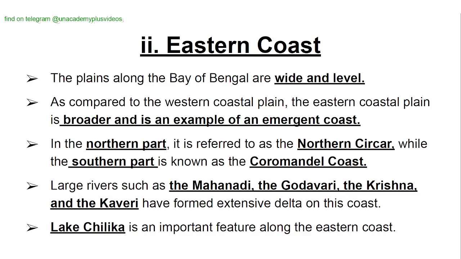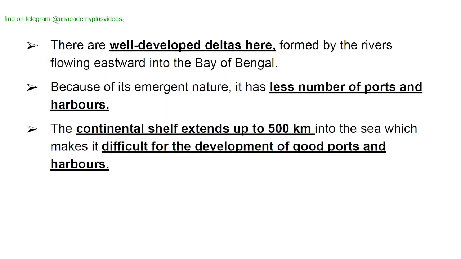Large rivers such as the Mahanadi, Godavari, Krishna, and Kaveri have formed extensive deltas on this coast. Lake Chilika is an important feature along the eastern coast. There are well developed deltas here formed by the rivers flowing eastward into the Bay of Bengal.